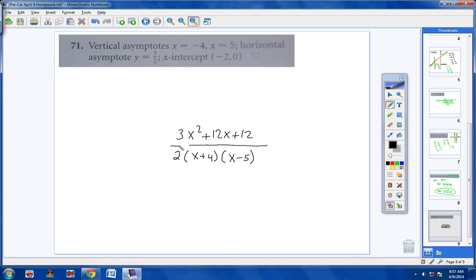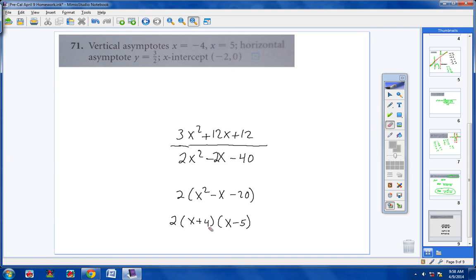Now, let's simplify the denominator here. I'm going to slide it down just a little, give me some space, and let's simplify this. If I were to multiply these two parentheses together, I would get x squared minus x minus 20. Now take your 2 and multiply it through, and you would get 2x squared minus 2x minus 40.